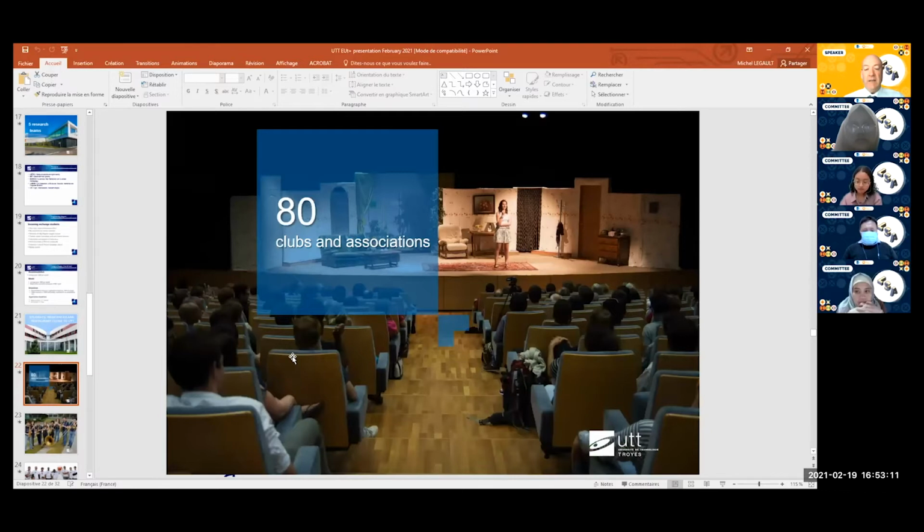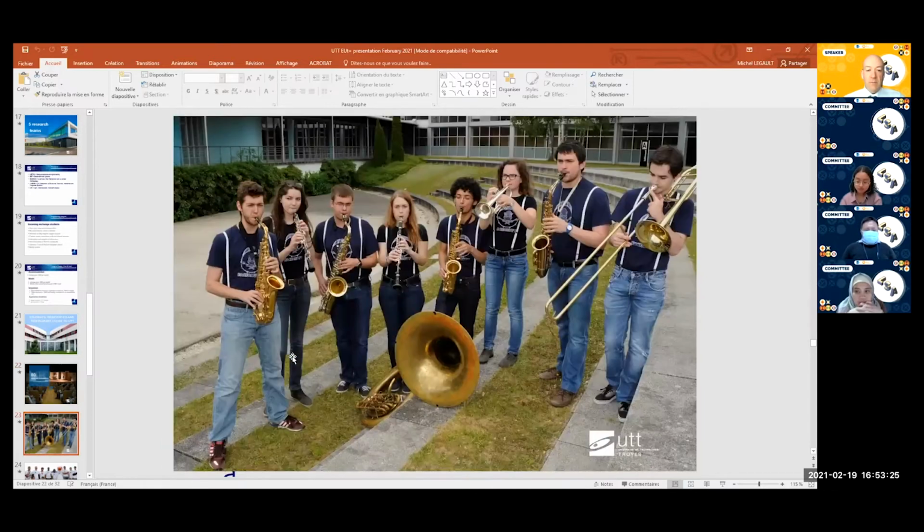Besides studies at UTT, students have access to clubs and associations. This is an example of one of the activities that the students can take. It's theater, so it's a theater club. So you have other types of activities, like this is the music club.